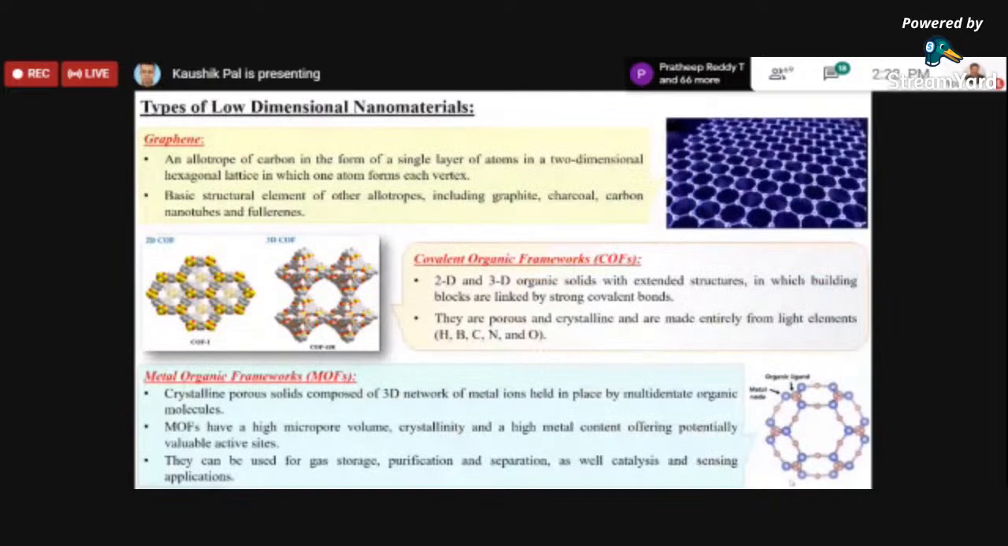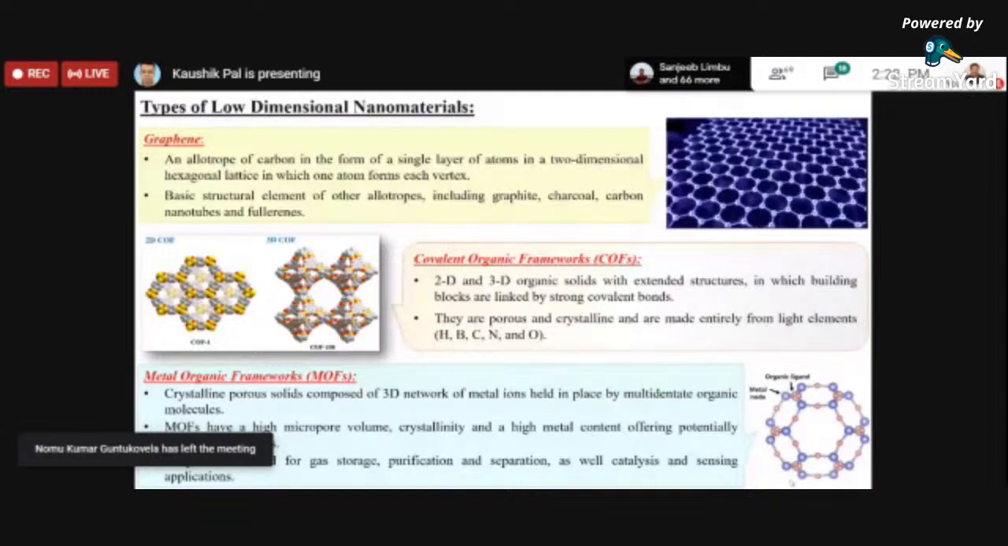Now come to the types of low dimensional nanomaterials. Probably you have heard that there are n number of different types of nanomaterials, but if we do proper classification, some nanomaterials will form a particular group. First, we are talking about graphene. This is a very excellent example of nanomaterials.